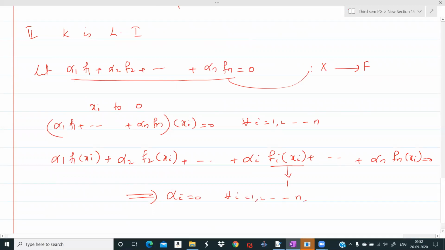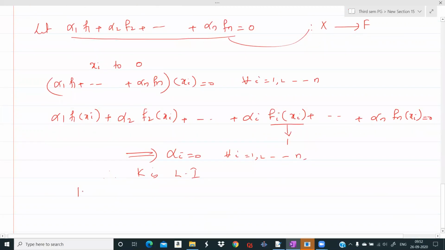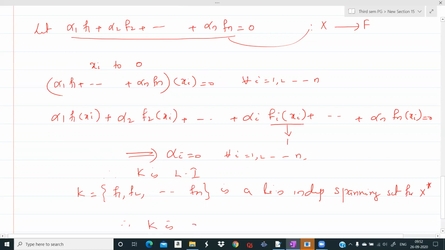A linear combination of f1, f2, f3, etc., fn equal to 0 implies all scalars equal to 0. Therefore, K is linearly independent. So thus, K equal to f1, f2, etc., fn is a linearly independent spanning set for X star. Therefore, K is a basis for X star.